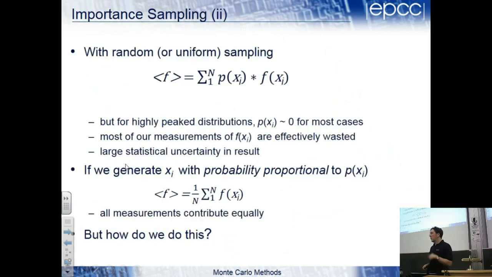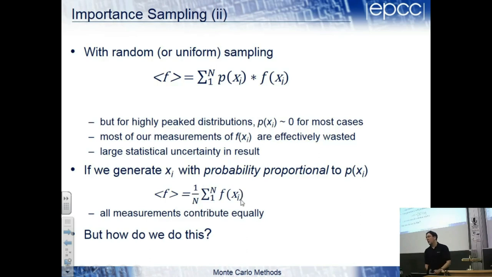So the question is, once you've done with random or uniform sampling, a value is the sum over all the measurements times the probability of that happening. But as we said, in reality, if you choose these randomly, a lot of these will have zero probability. So in general, if we generate these samples with the correct probability distribution, then this weighted average just becomes a simple sum. All measurements contribute equally.